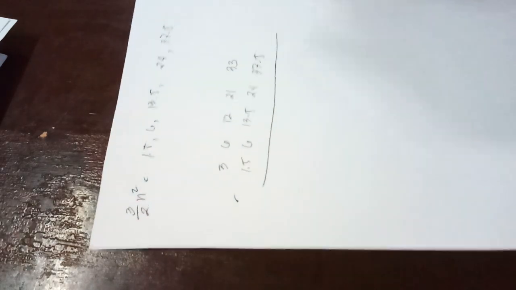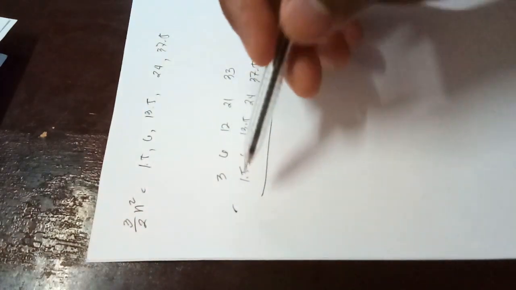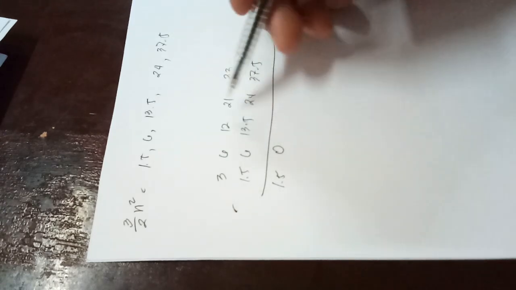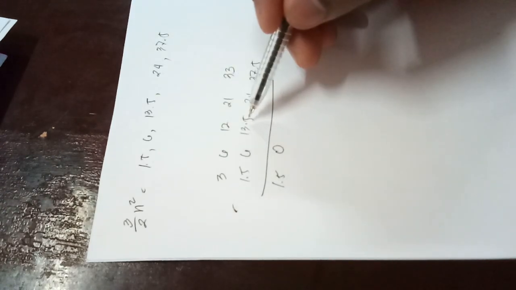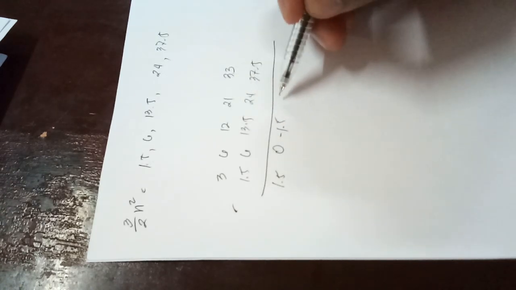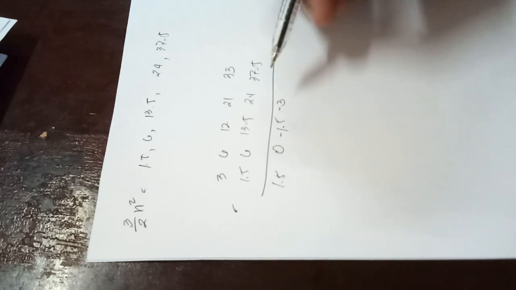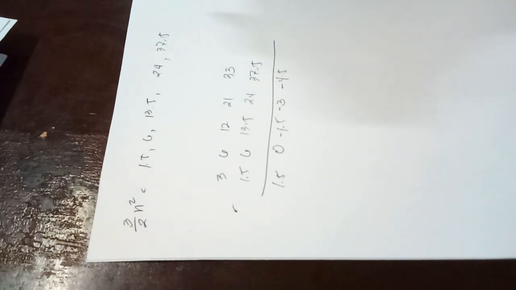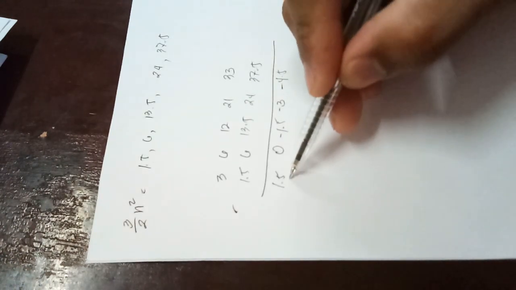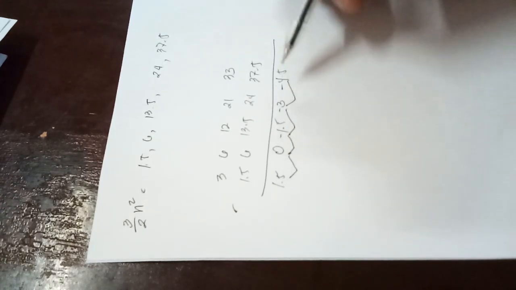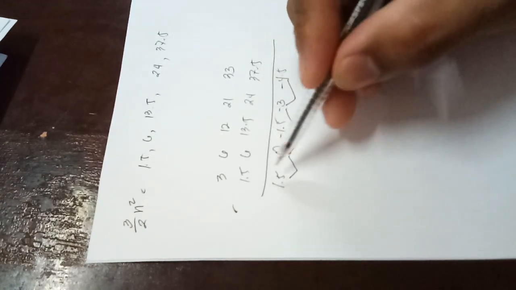So, subtract lang natin. So, 3 minus 1.5. Result is 1.5. 6 minus 6, that is 0. 12 minus 13.5, that is negative 1.5. 21 minus 24, that is negative 3. And 33 minus 37.5, that is negative 4.5. Okay? So, kung titingnan po natin dito, yung common difference po nila dito ay negative 1.5.